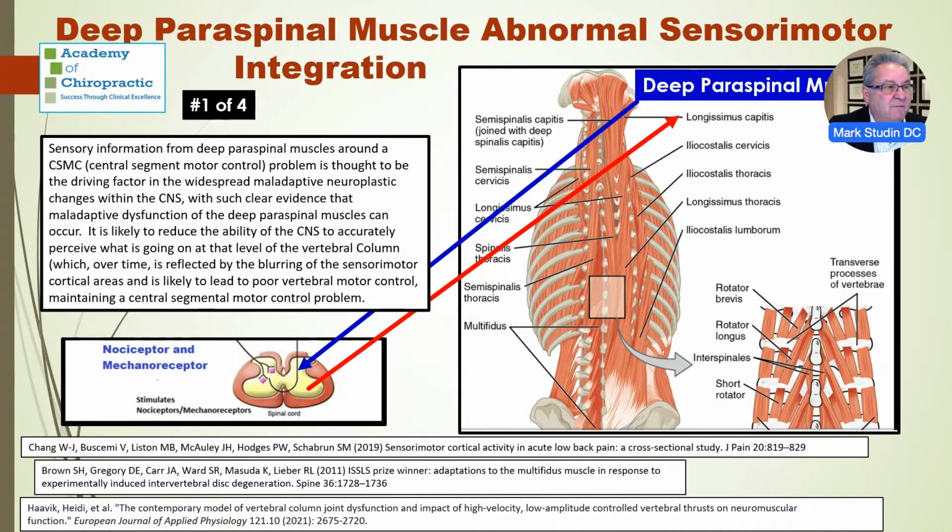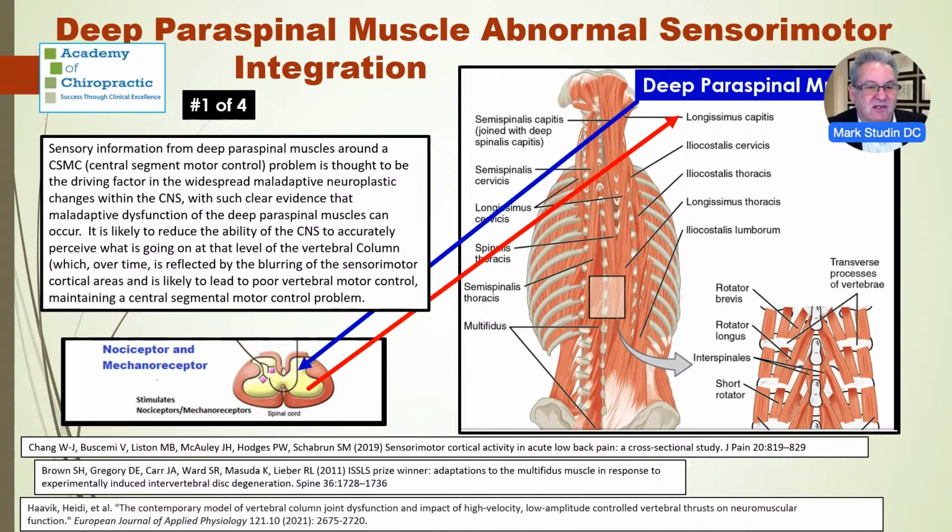Okay, now what we do is we go back in, and here we get sensory information. By the way, this is slide 1 of 4 in this series, and you're not going to get a whole lot because we don't have the time to do that. But sensory information from deep paraspinal muscles around the central segmental motor control. This is central segmental motor control, meaning it goes to the central nervous system, up to the brain. It is thought to be the driving factor in the widespread maladaptive neuroplastic changes within the central nervous system. The central nervous system can't adapt. It can't accommodate. It just can't happen. And the literature is talking about systemic issues as well, not just motor, but systemic.